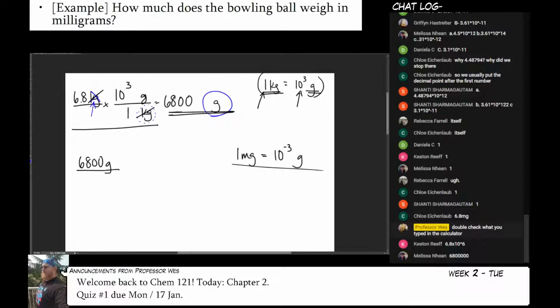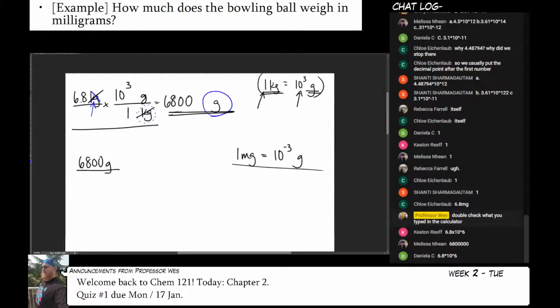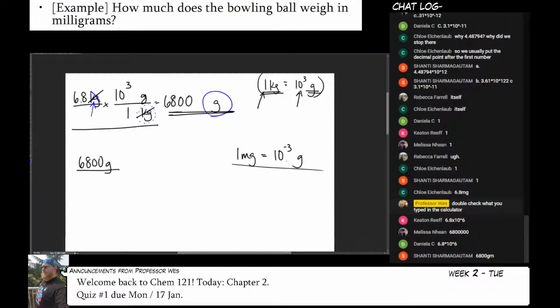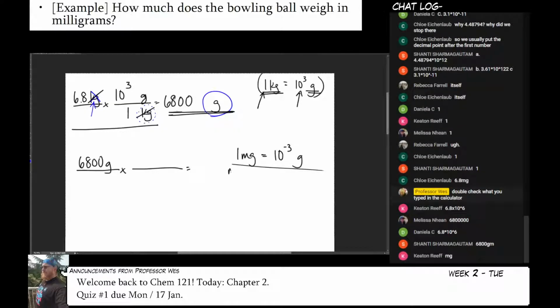All right, let's go over the answer here. So I have this relationship, 6.8, or I'm sorry, 1 milligram equals 10 to the minus 3 grams. So I need to set up my units first so that I end up with milligrams, because that's what the answer is supposed to be, right?